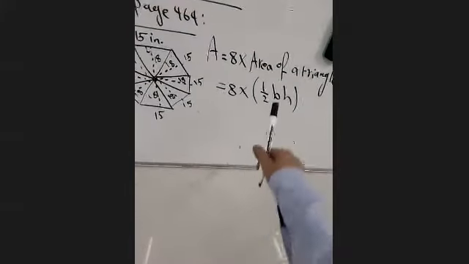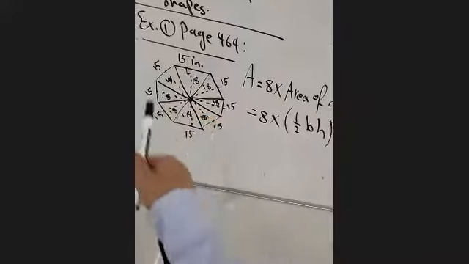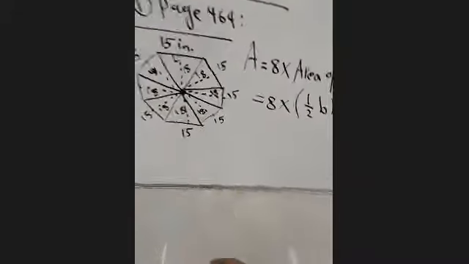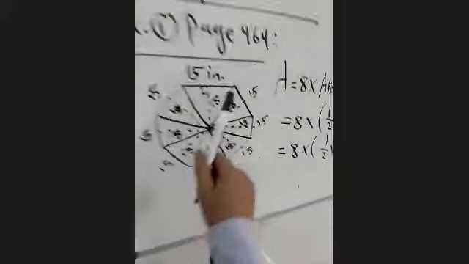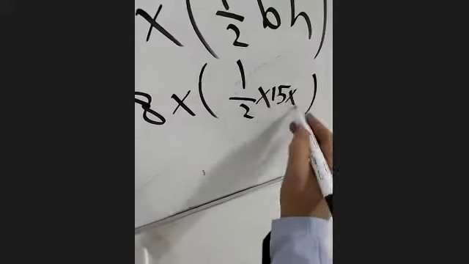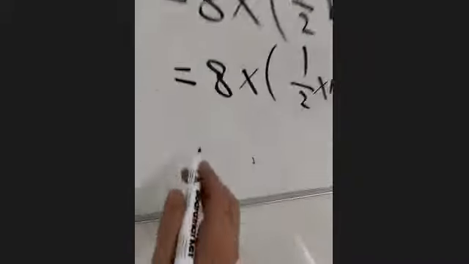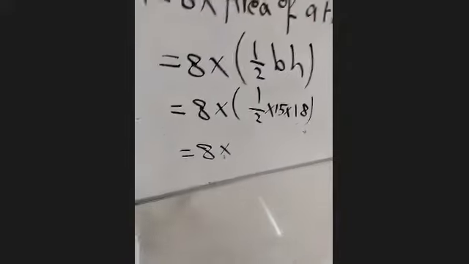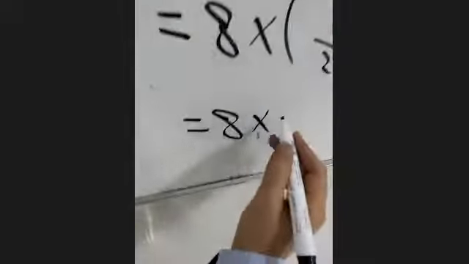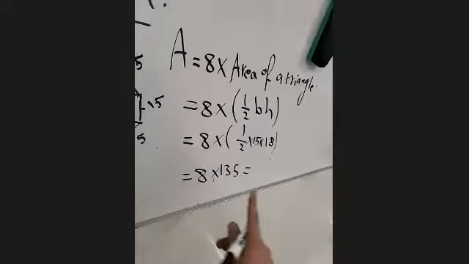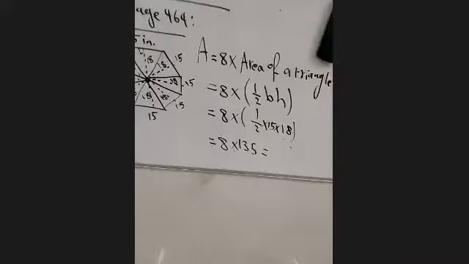Now let's apply it. The base is equal in all the triangles, and the height is the same in all the triangles. So this is equal to 8 multiplied by half multiplied by the base 15 and the height 18, which equals 8 multiplied by half of 18, which is 9, by 15. 9 by 15 is 135, which equals 8 multiplied by 135, which is 1080.